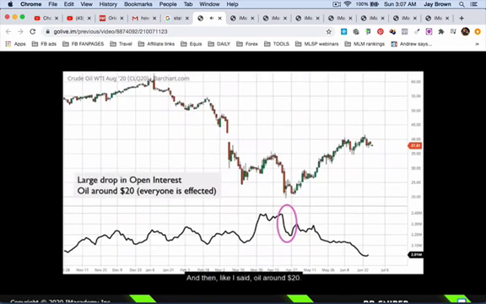And then, like I said, oil around $20. Now, the reason that I threw in there that everyone is affected, because that is such a small statement, and we could talk all day about what that really means. It just means that when oil is that low, there's really not a whole lot of people who benefit from oil being that low. I know we talked about in previous sessions, basically the price war between Saudi Arabia, OPEC, Russia, and things of that nature.